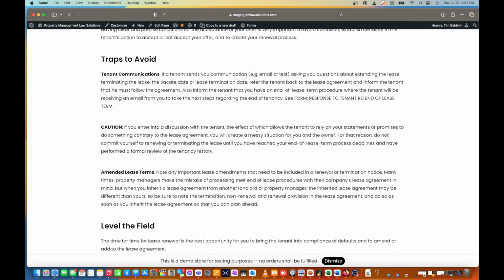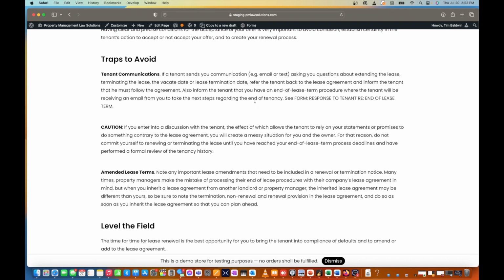So one of the things to really keep in mind is you can set traps for yourself if you're not careful. One of the things that happens when it comes to the end of lease process is that tenants may try to get the property manager or some personnel to effectively commit, verbally or through an email, that you're going to renew the lease. You never want to do that.